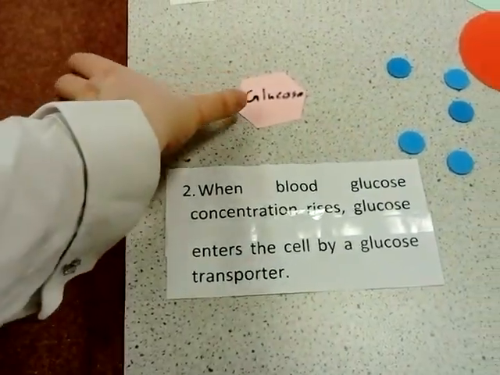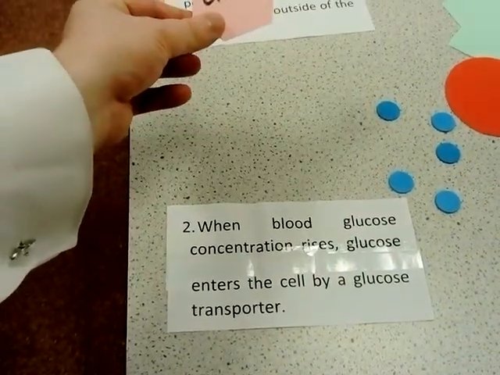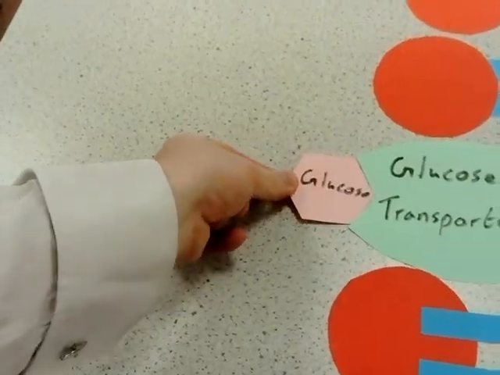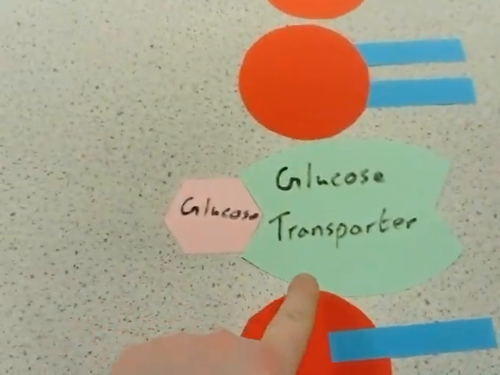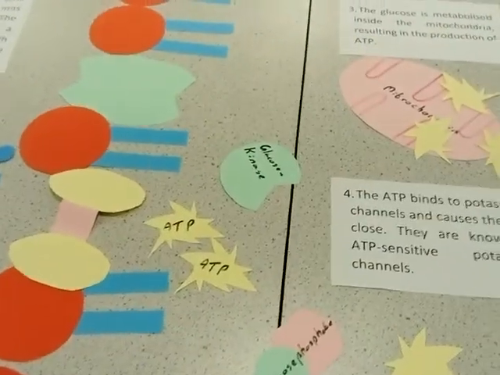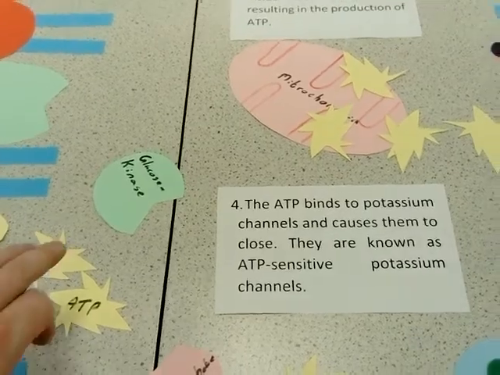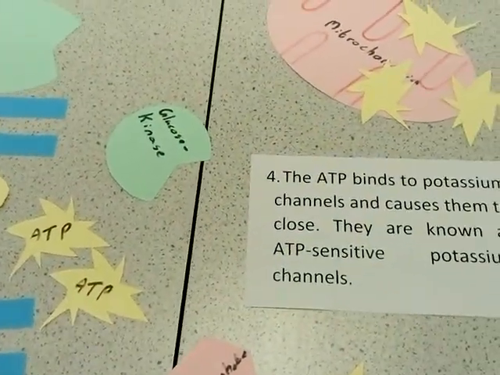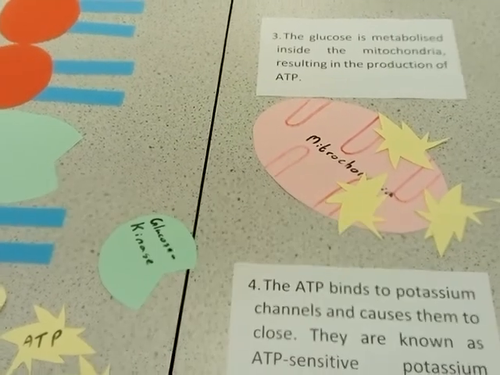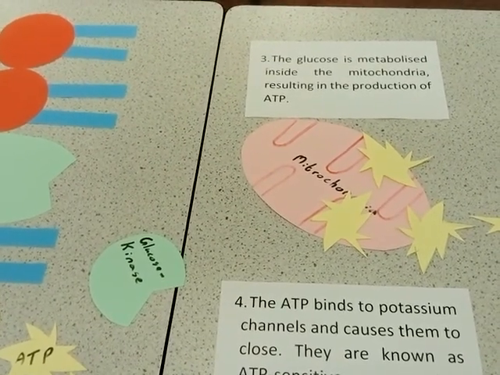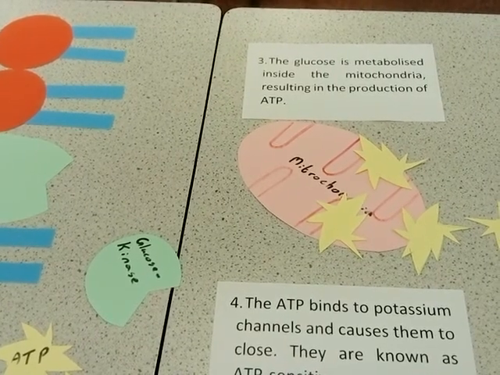When glucose concentration gets too high, glucose is transported into the beta cell by a glucose transporter. As the glucose is transported in, it can either be metabolized by glucose kinase to make glucose phosphate, or it moves to the mitochondria. So the glucose is metabolized inside the mitochondria, resulting in the production of ATP.